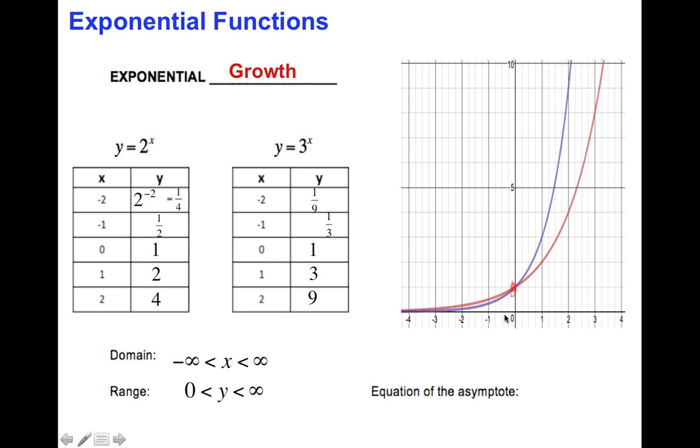All right, from 0 all the way to infinity, but nothing below. Equation of the asymptote, as I mentioned a moment ago, there's an asymptote there. Every exponential has an asymptote, so those two will never reach the x-axis. There's the asymptote, and the asymptote is at y equals 0.